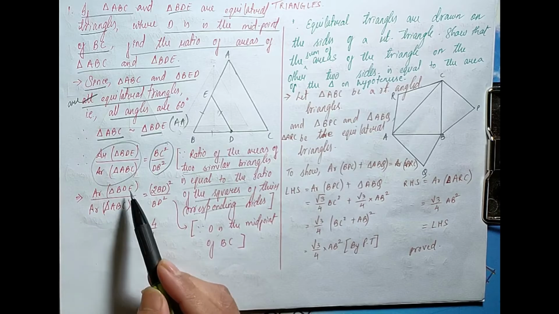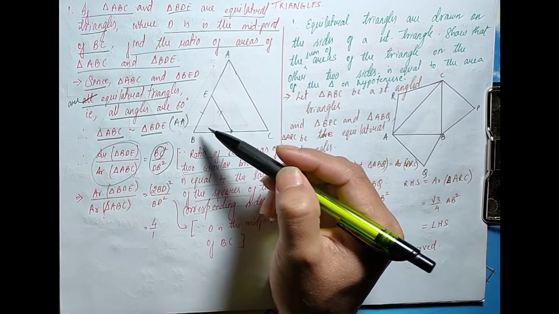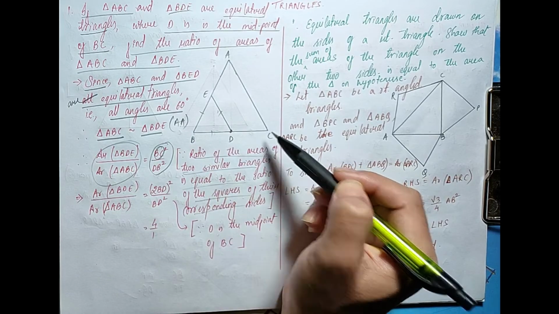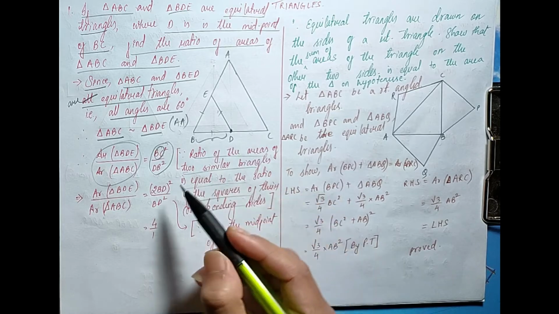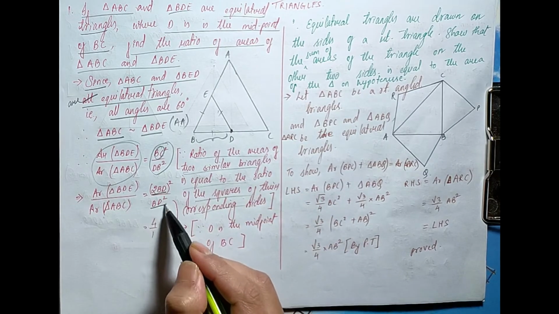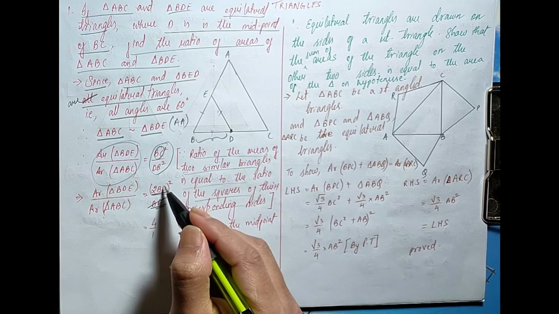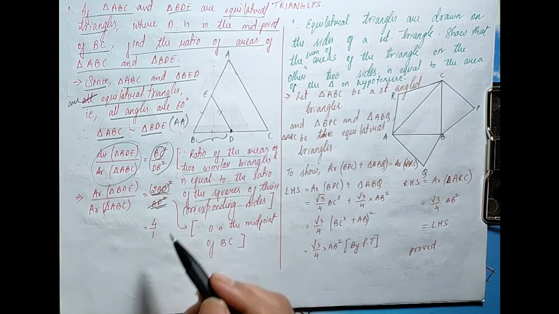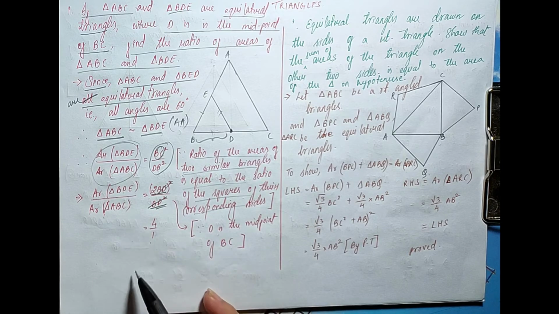Then area of this by this will be equal to, now BC, if you look at BC, it will be equal to twice BD, since D is the midpoint. So you can substitute twice BD, by BD square will remain as BD square. Then you can cancel BD square, and you'll get 2 square, which is 4. So 4 by 1. Therefore the ratio of the areas of the triangles is 4:1.